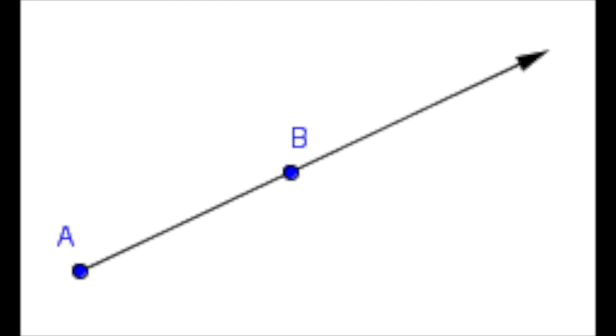Naming a segment is exactly like a line. Naming a ray, however, you must start with the endpoint to denote the direction. So for instance, this one would be AB.